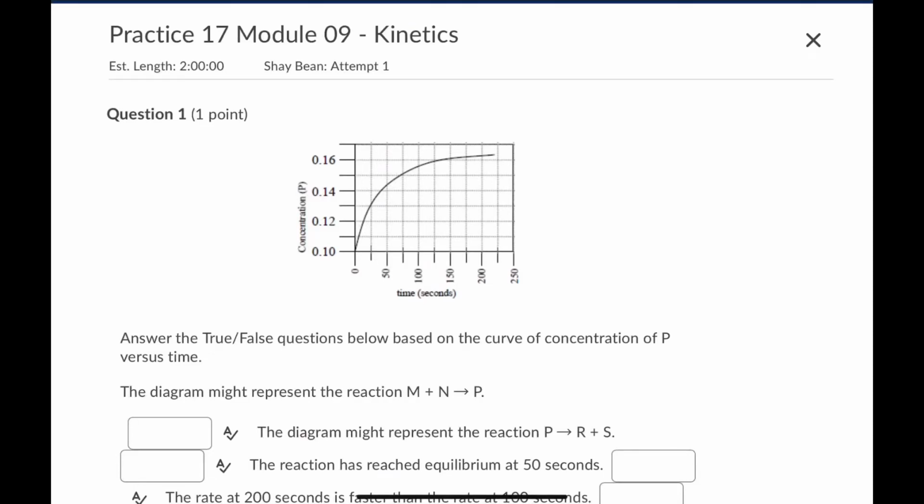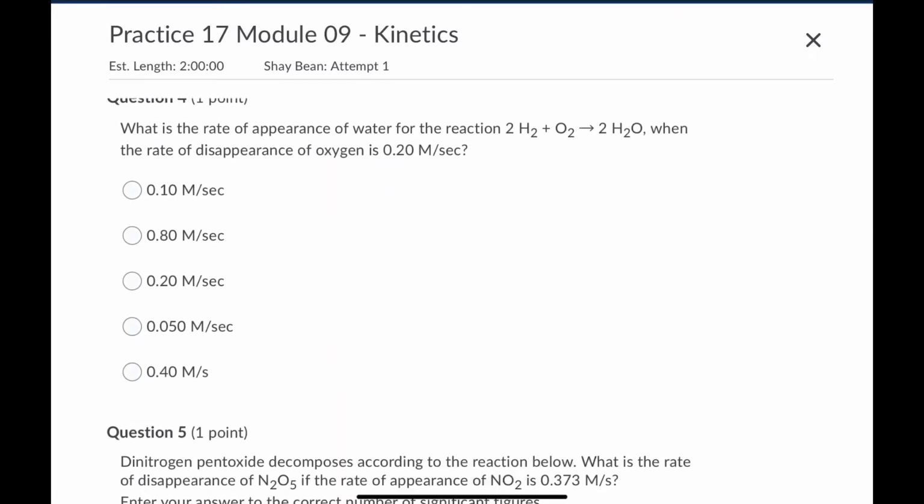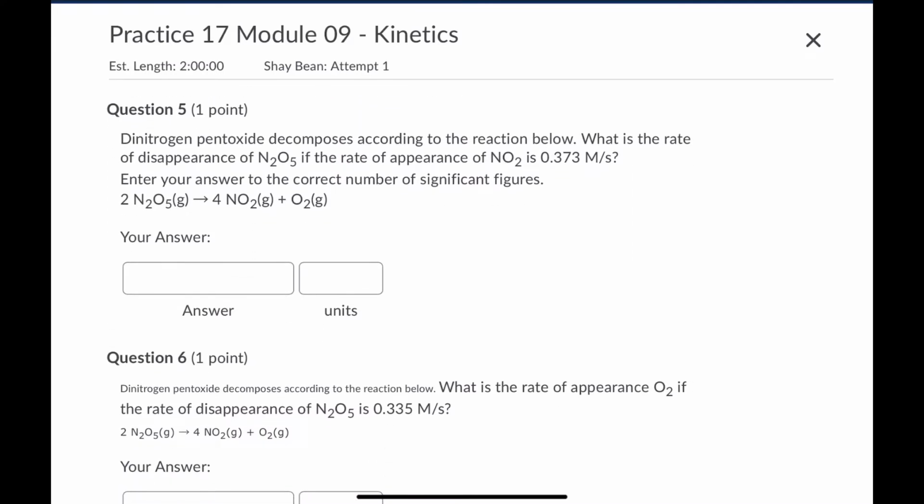I'm going to work a couple of problems on our practice 17 for module 9. This is the first practice set for kinetics. If you want to see other problems worked, please just post your questions on the discussion board. I'm going to grab number 5 first.